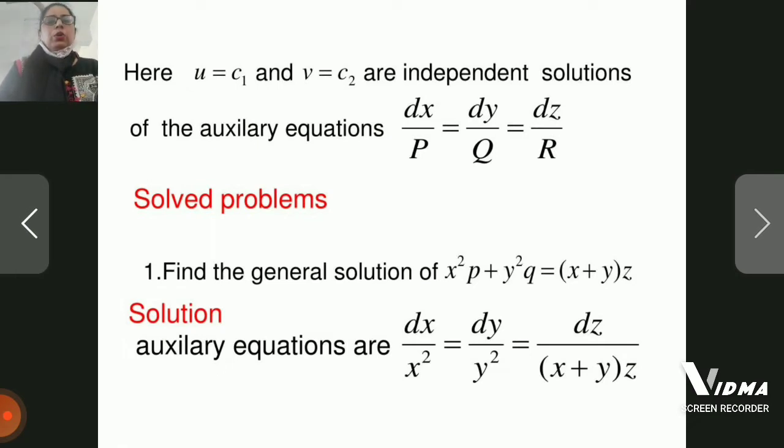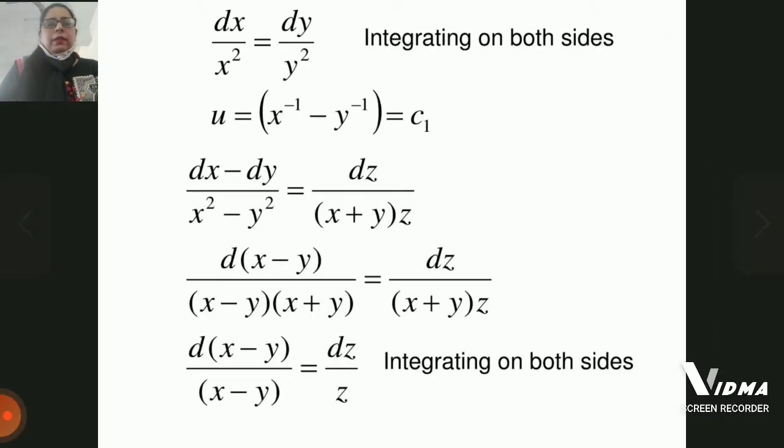So now we get the value of dx upon capital P, here x square, is equal to dy upon capital Q, which is y square, is equal to dz upon capital R, which is (x plus y) into z. Now this is the equation. First we take two of these, then integrate on both sides, and we get u is equal to x inverse minus y inverse, meaning 1 upon x minus 1 upon y, is equal to C1.